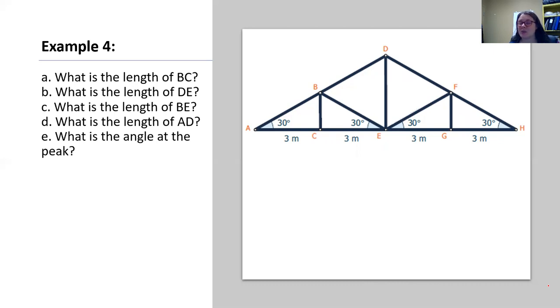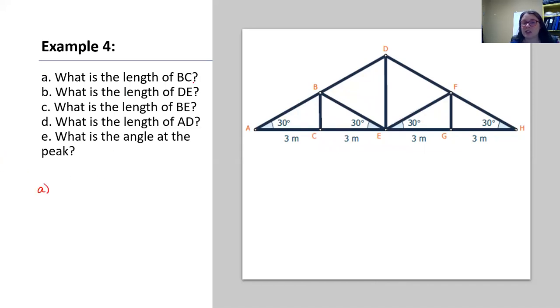So in this example, we have a rafter system. And let's imagine you have to build this. And I want to know what's the length of each piece and what's the angle at the peak. So we'll work down through it, and it's much easier. For all that it says it's 5 parts, it's actually really easy 5 parts to calculate.